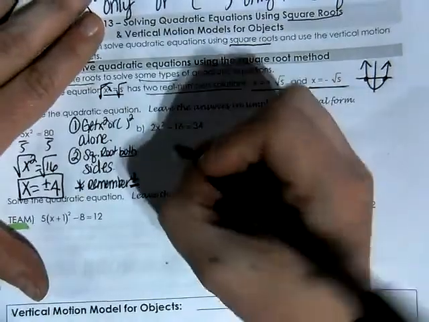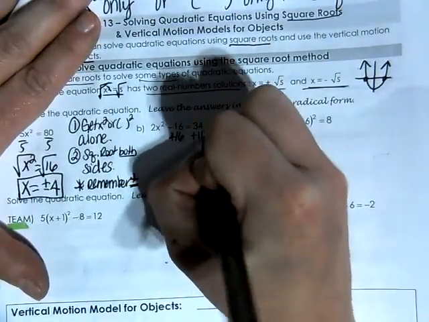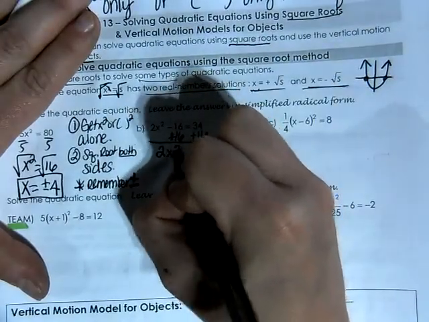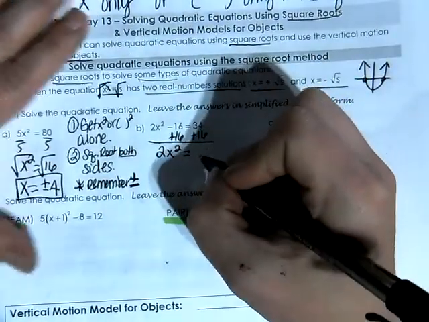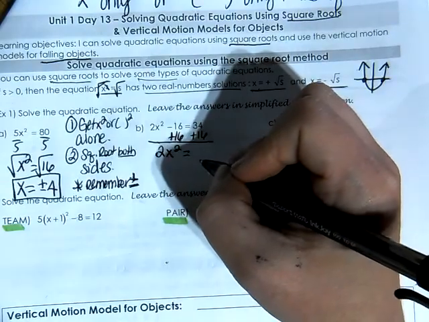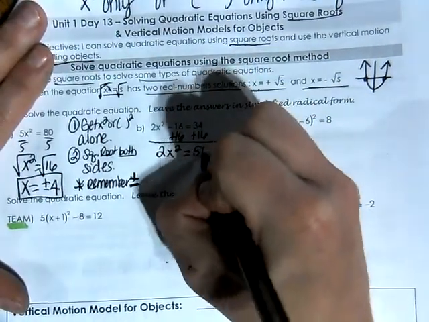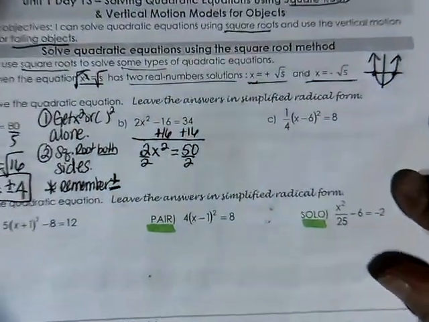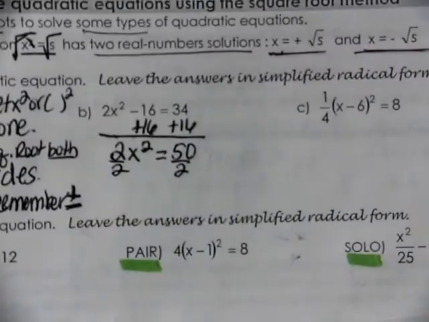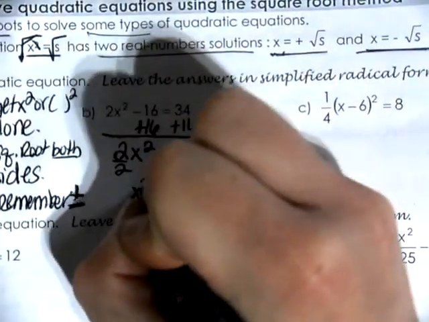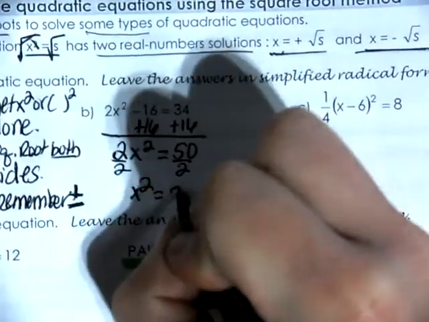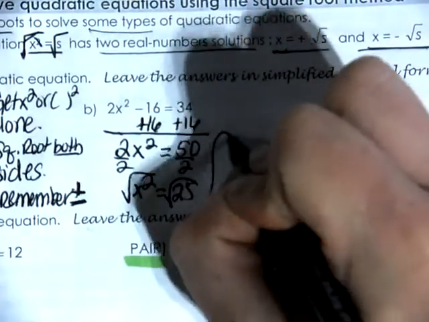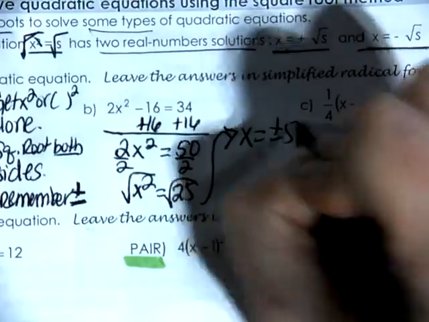Let's get that x squared alone by adding 16 to both sides. When I do that, I'm going to be left with 2x squared is equal to, and it looks like that is going to be 50. And now I'm going to divide both sides by 2 so that I can get that x squared alone. When I do that, I'm left with x squared is equal to 25. I'm going to take the square root of both sides, and I'm left with x is equal to plus or minus 5.